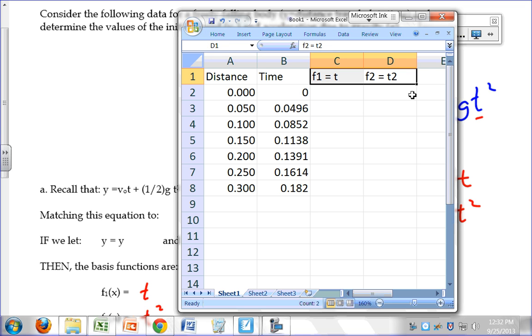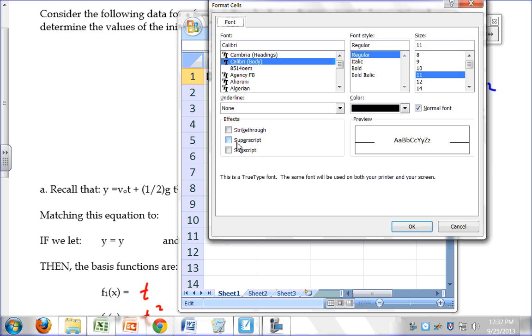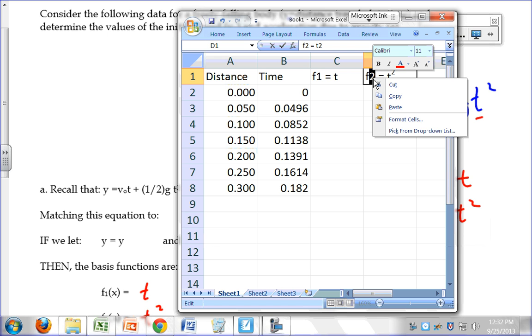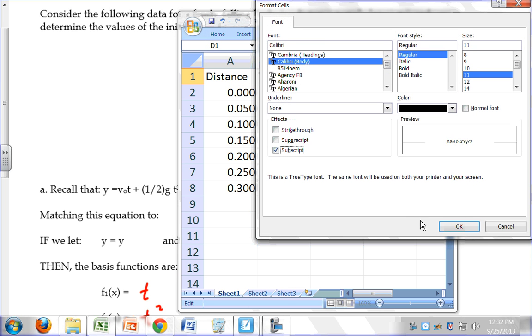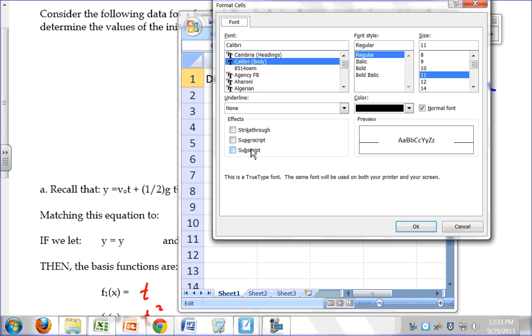And by the way, if you want to do a superscript for an entry here, you just highlight that 2 right there, right click, format cells, superscript. And then this F2 right here, if you want that 2 to be a subscript, highlight it, format cells, subscript. Okay, and this F1 right here, I want to make that a subscript. Right click, format cells, subscript.